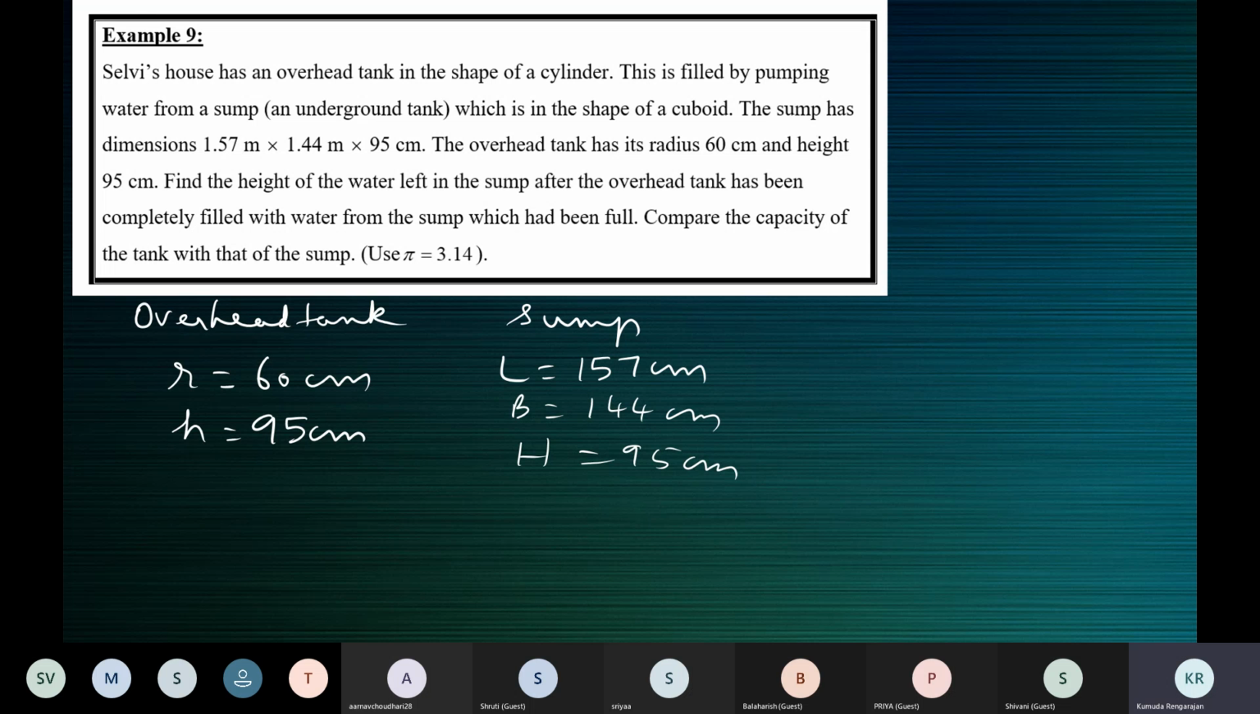So tell me, how will you find the volume of water left in the sump? You have to find the height of the water in the sump. What was the height of the water originally in the sump when it was full? 95 centimeters. When the sump was full of water, the height of the water in the sump is the height of the sump, 95 centimeters. Because when it's full, the dimensions of the cuboidal water will be equal to the dimensions of the sump. The length of the water is 157 centimeters. The breadth is 144 centimeters. The height is 95 centimeters.